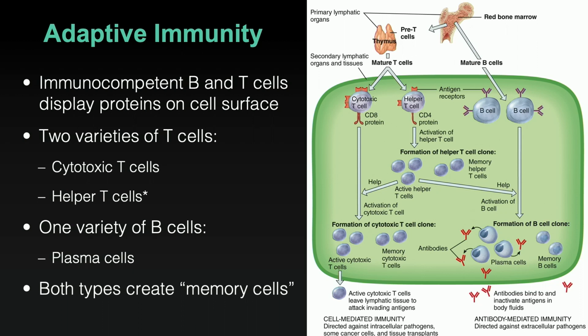And that's a really important feature in the memory aspect of adaptive immunity, being able to recognize and respond to an antigen 10 years down the road. It's because of the memory cells that are produced that we have that long-lived ability to ramp up our immune response, that we have that memory. So all types create memory cells.